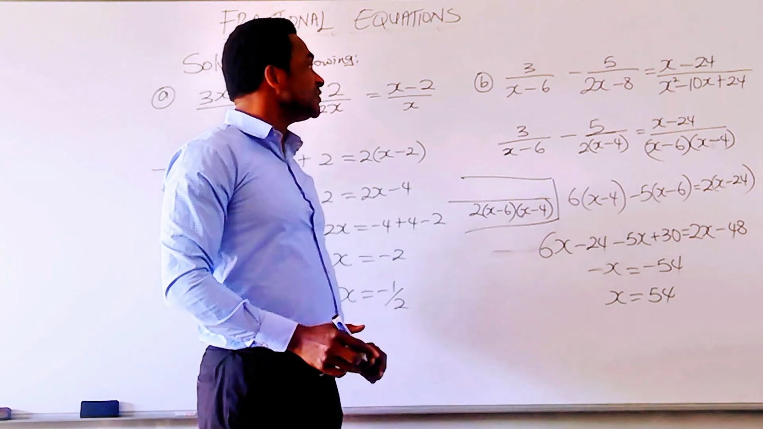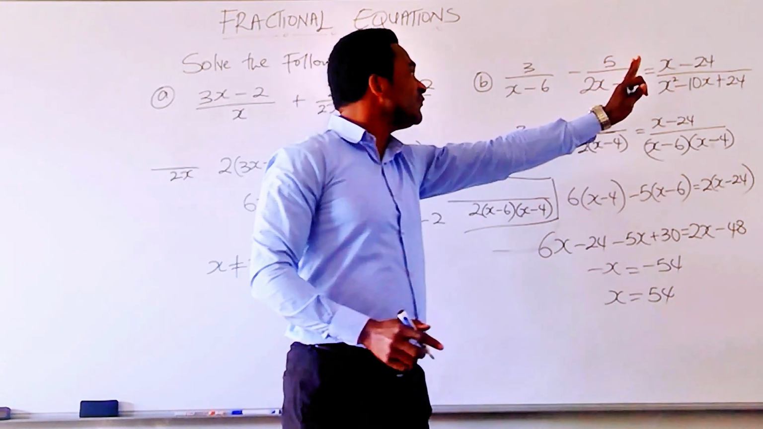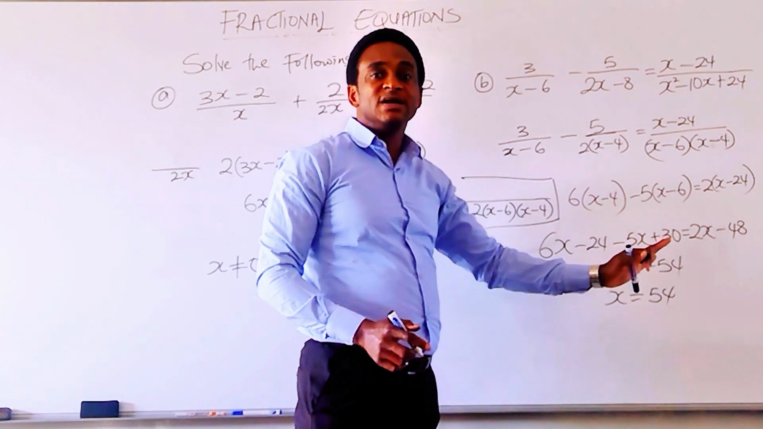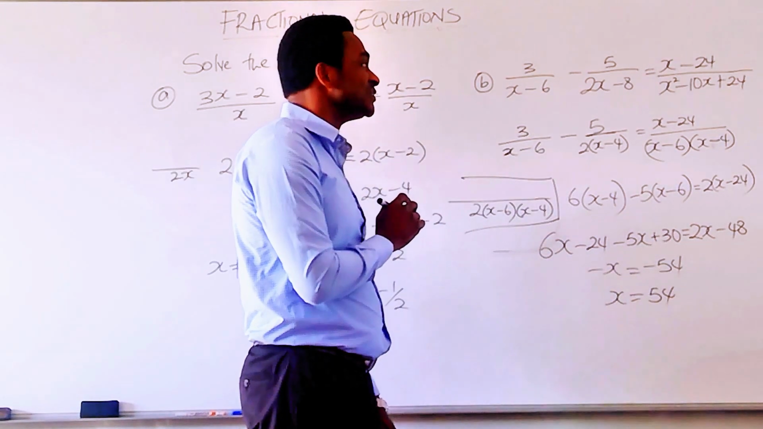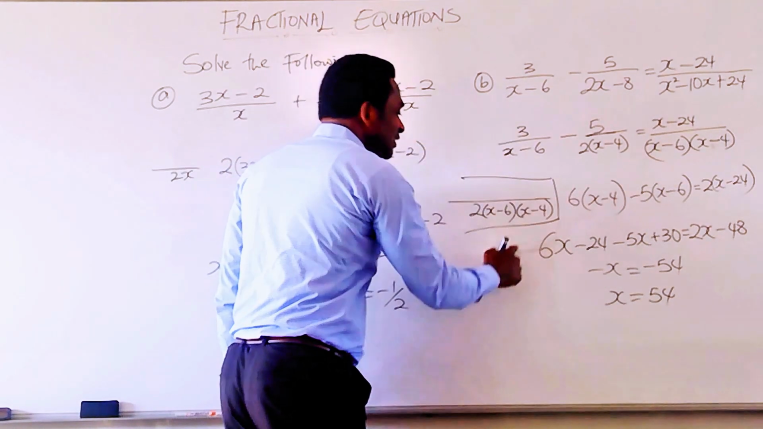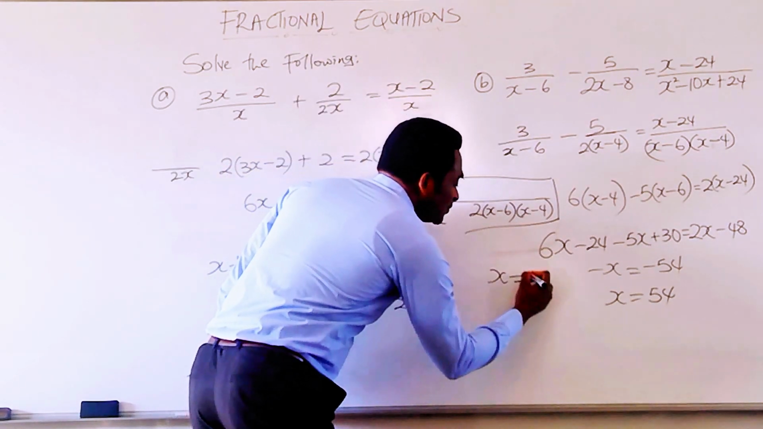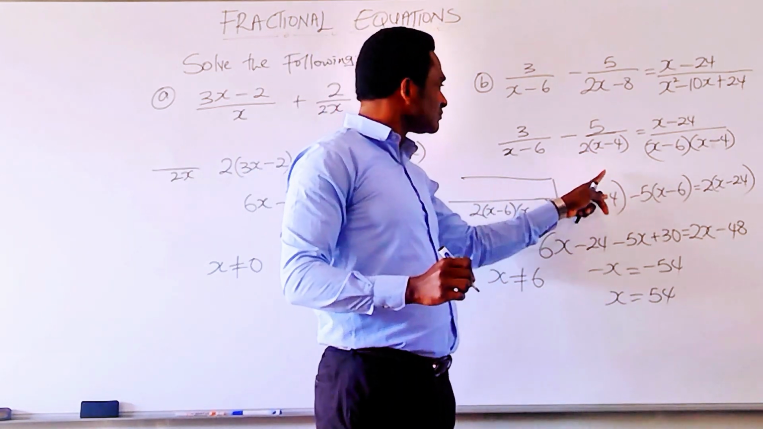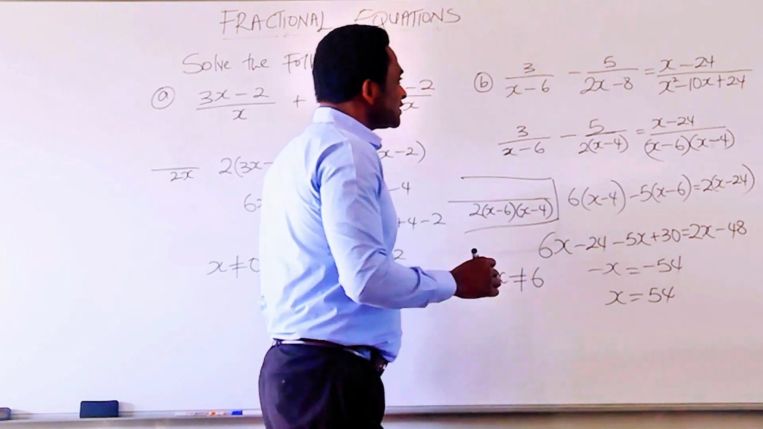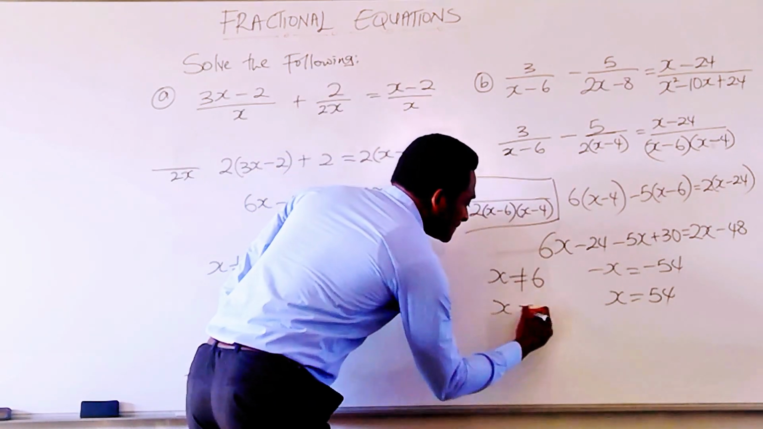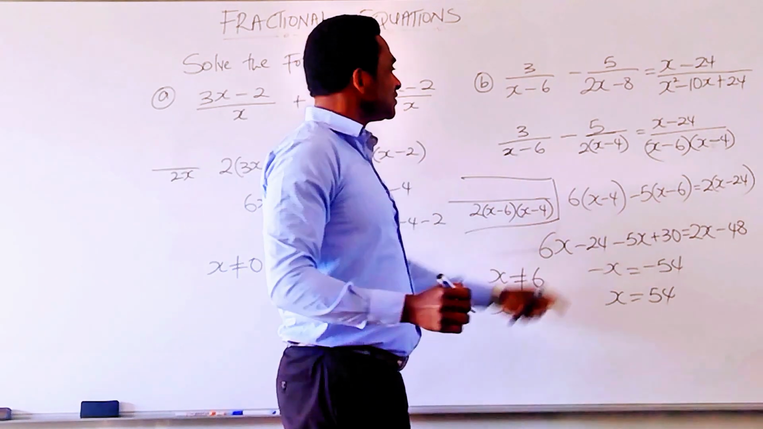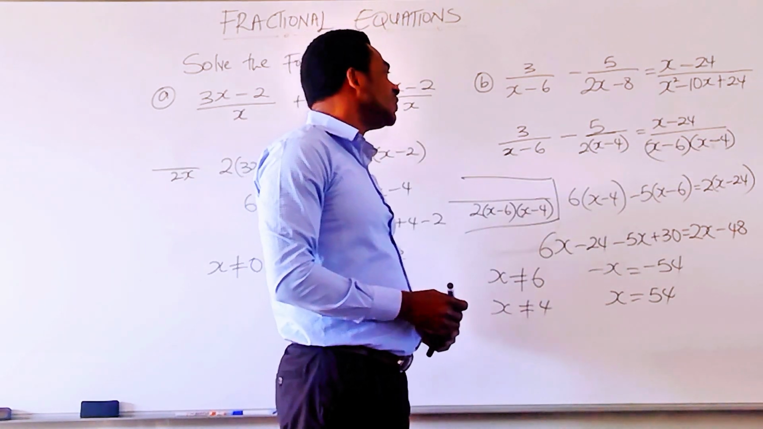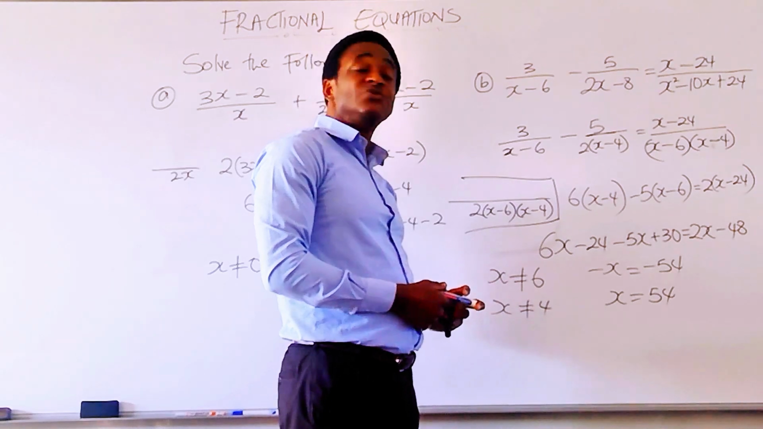Now let's work on the restrictions. For this expression to be valid, remember, anything divided by 0 is undefined. So we have to place our restrictions as well. The first restriction is that x cannot be equal to 6. Let's look at the second restriction: x cannot be equal to 4. And the last restriction, that does it: x cannot be 6, x cannot be equal to 4.